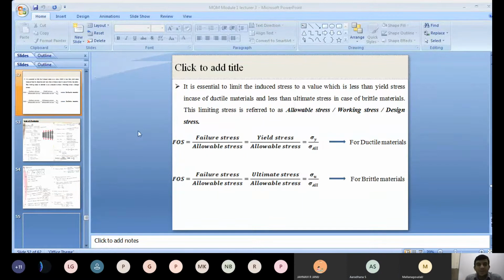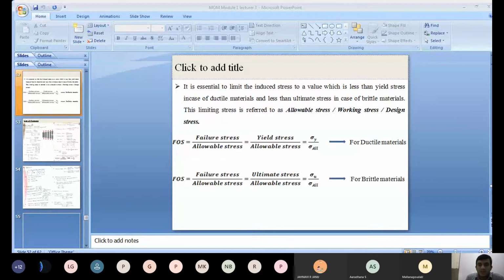So now that is a failure stress. We know that for ductile material the failure stress is the yield stress. For brittle material, the failure stress is the ultimate stress. Now what will be the allowable stress? It is essential to limit the induced stress to a value which is less than the yield stress in case of ductile material and less than the ultimate stress in case of brittle material. Means we are going to limit the stress depending upon the material. If it is a ductile material, whatever stresses you consider here should be less than the yield stress. Then the material is safe.